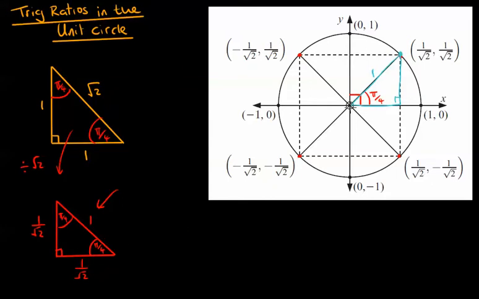So if you want to find this coordinate, we just need to look at the sides of this triangle. We would go from the origin along this length, and then up the same amount. So we'd go along 1 over root 2 and up 1 over root 2. So this coordinate here is 1 over root 2 across and 1 over root 2 up.